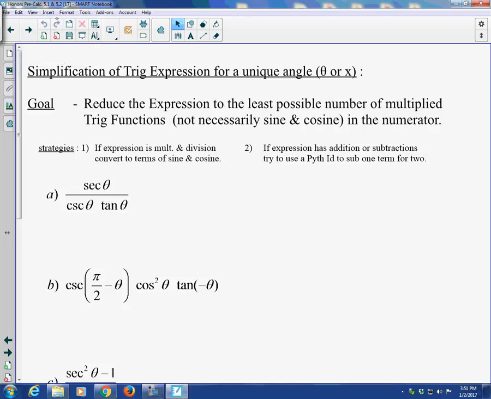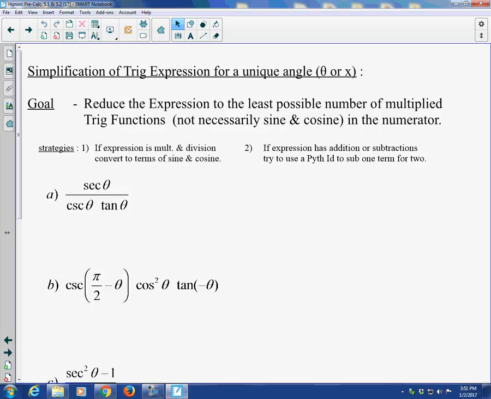Okay, so in this video we are going to simplify trig expressions for a unique angle theta or x. Our goal here is to reduce down the expression to the least possible number of multiplied trig functions, not necessarily sine and cosine in the numerator. We've got a couple strategies we're going to look at here.